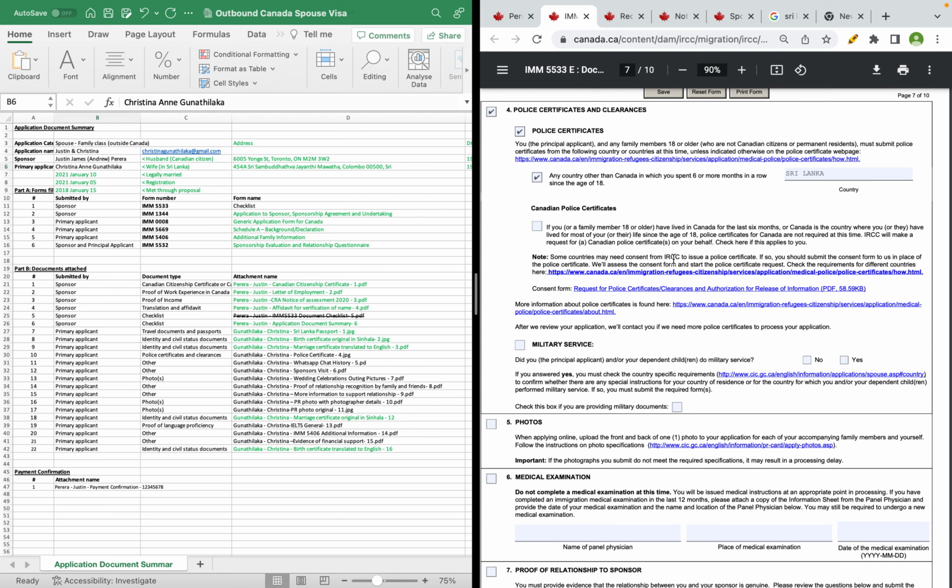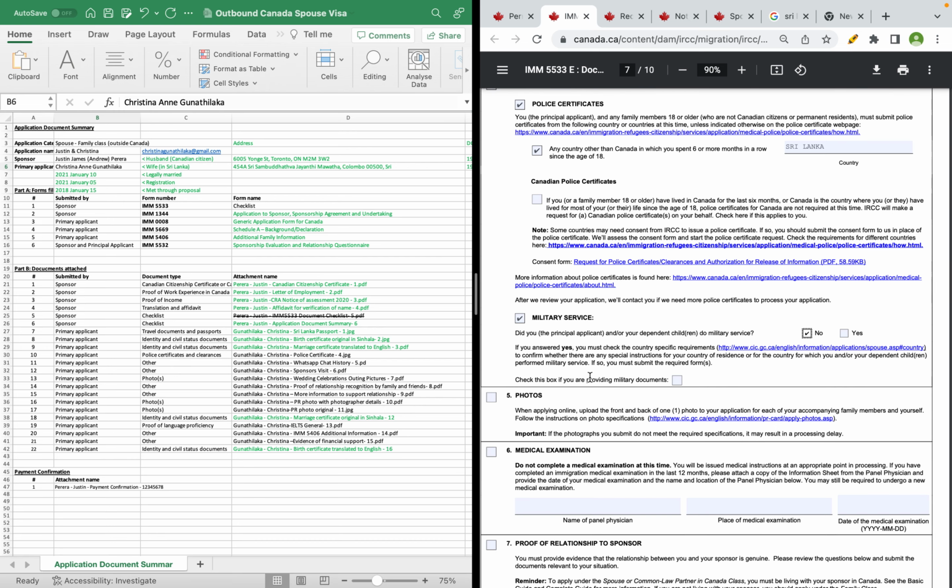Especially up until here, this section is relevant if you need to take a Canadian police certificate, which was never my case. Okay. Then military services. Did you and your dependents do military services? So we can say no here. And the checkbox: if you're providing military documents. You don't have to provide any military documents.